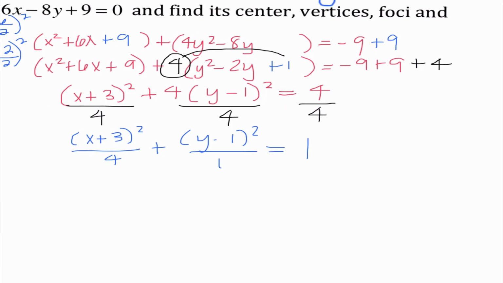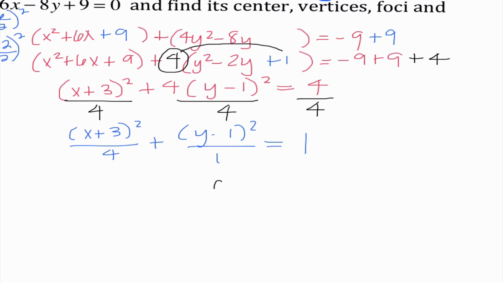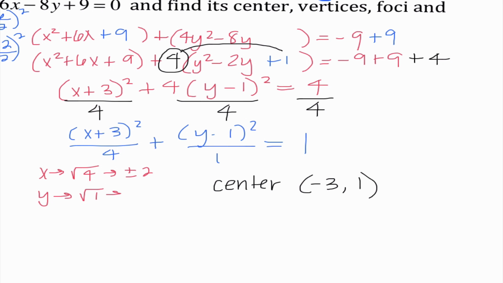So now we can determine these characteristics. I'm going to start with our center. Our center this time is negative 3, 1, because I'm taking the opposite of these numbers. Now off to the side, I'm just going to write, in the x direction, I'm going to move the square root of 4, so plus or minus 2. In the y direction, I'm going to move the square root of 1, which would be plus or minus 1.